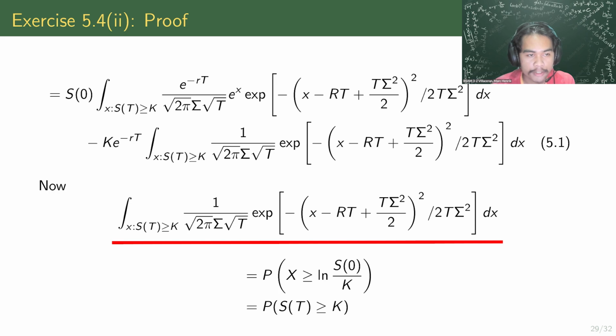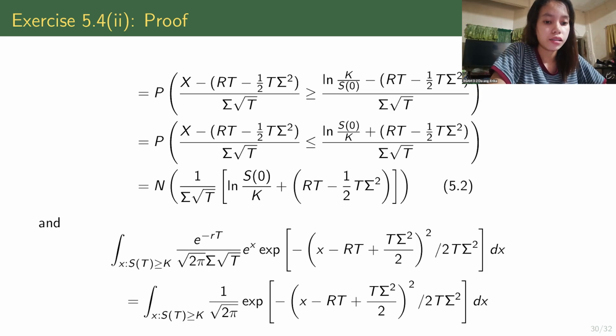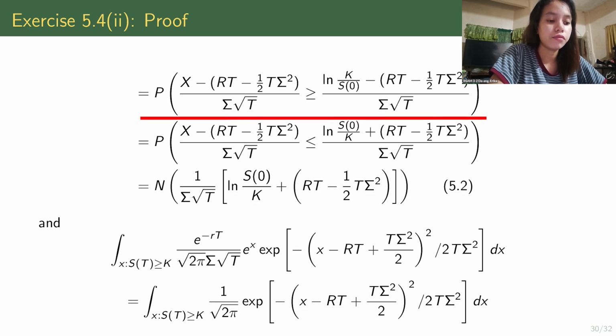Now, the integral expression above is just equal to P(x ≥ ln(K/S(0))), which equals P(S(t) ≥ K). Next, it is equal to the probability that (x - (rt - ½tσ²))/(σ√t) is greater than or equal to (ln(K/S(0)) - (rt - ½tσ²))/(σ√t).